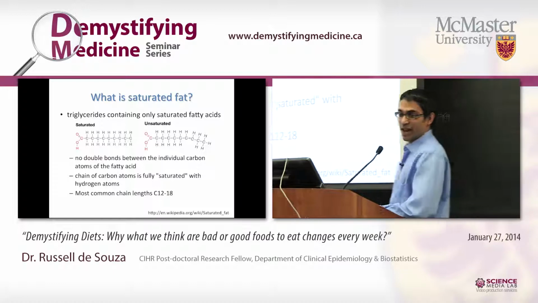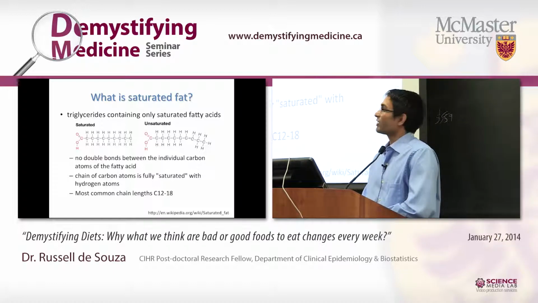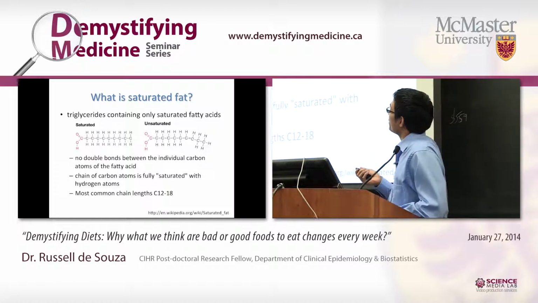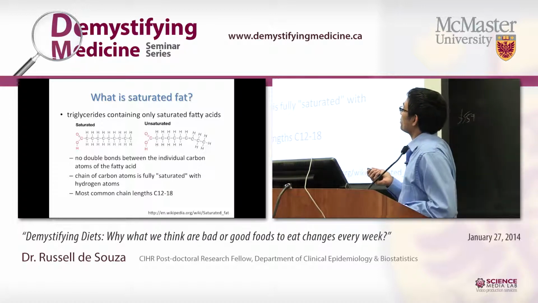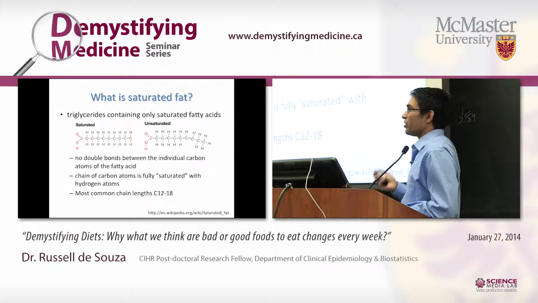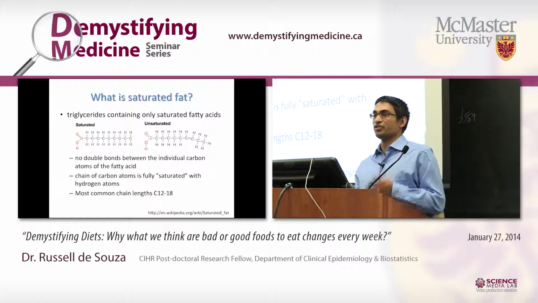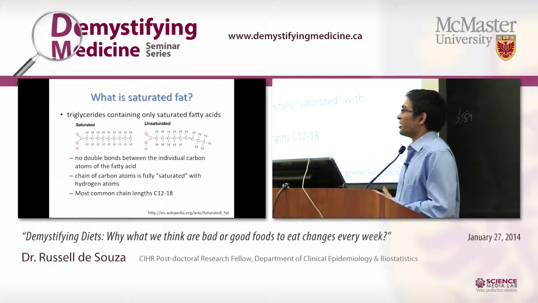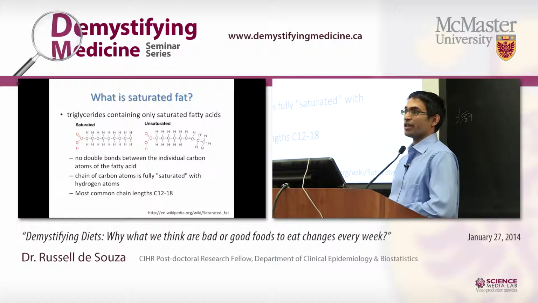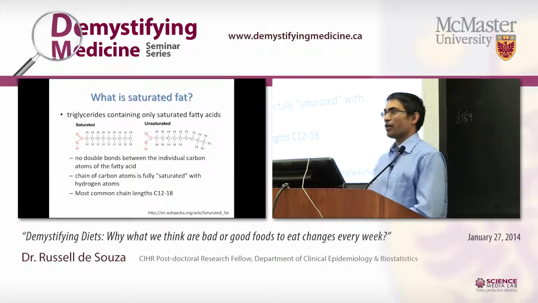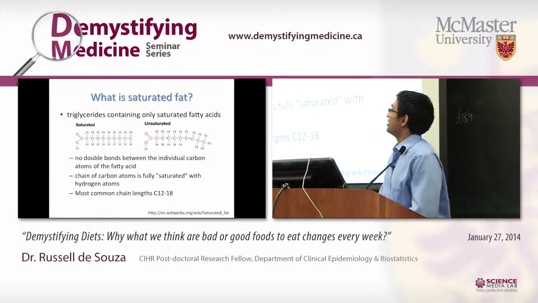So what is saturated fat? Saturated fat is a triglyceride that contains only saturated fatty acids. If we look at a saturated fatty acid chain, you'll see that there are no double bonds, and an unsaturated fat has at least one double bond. So they differ in terms of shape and rigidity. Saturated fat is a very rigid molecule that is solid at room temperature, and an unsaturated fat is a fluid molecule that is liquid at room temperature. The most common chain lengths that we see in our diet are carbon lengths of 12 to 18.